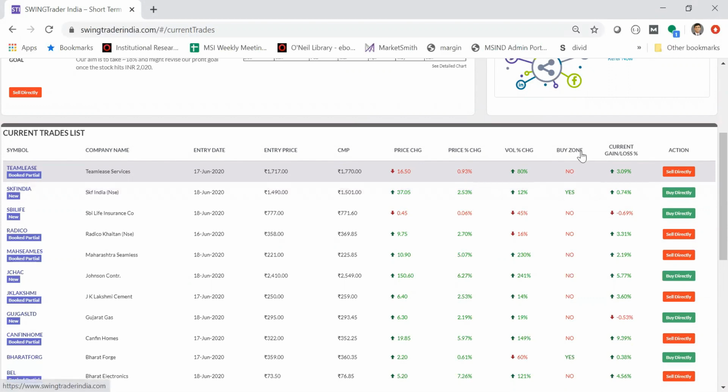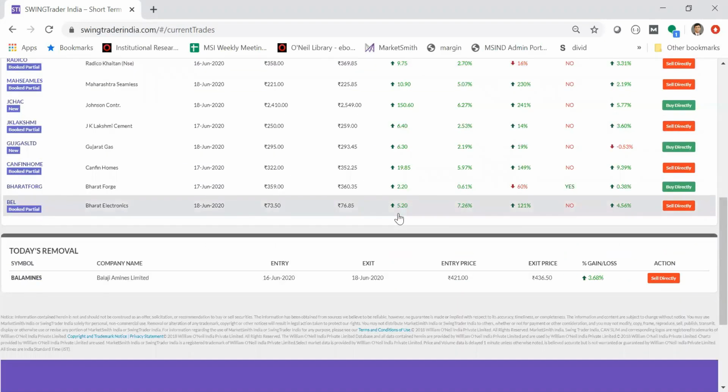The buy zone column tells you if the stock is still in the buy zone or out of the buy zone. You should not take a position in the stock if it is out of the buy zone. So look at stocks which are still in the buy zone. Since timing is extremely critical in trading, we have partnered with various key discount brokers so you can quickly buy or sell just by clicking on the action buttons here, which say sell directly or buy directly. For the first time, you will have to link your broker account.